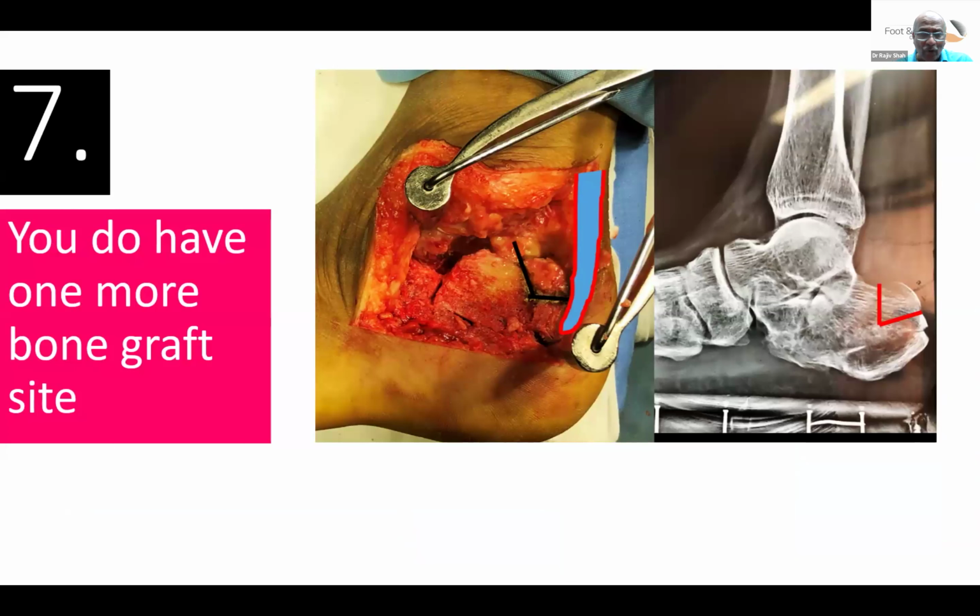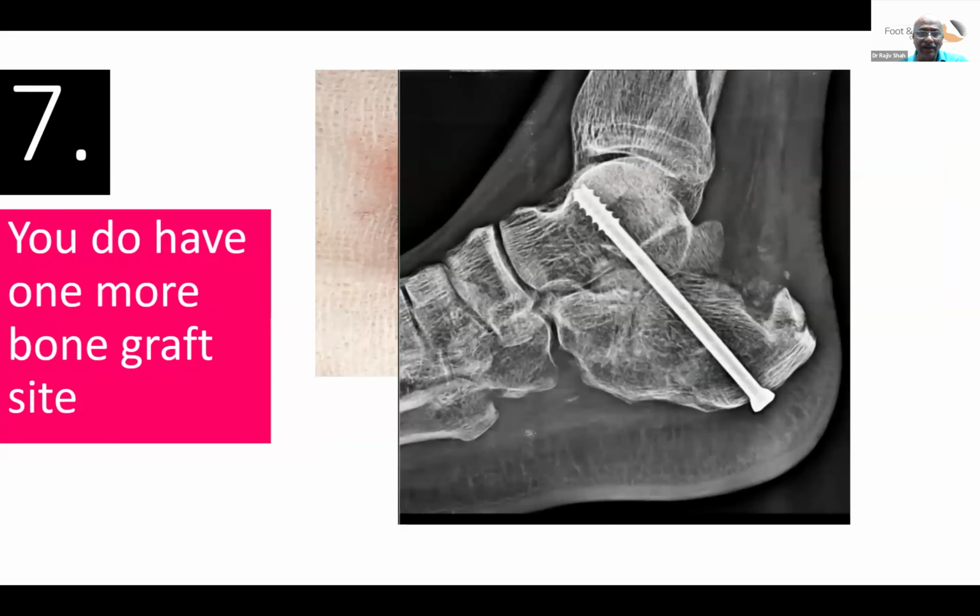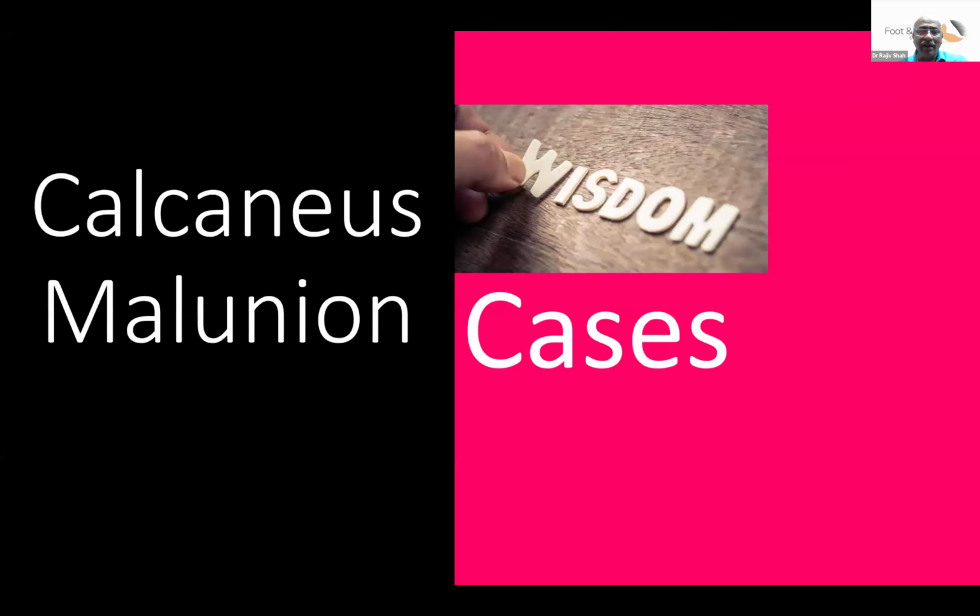You do have one more bone graft site: you can take the bone graft from the posterior part of the calcaneus, a little anterior to the tendo Achilles. This is a good bone graft you can harvest, and you can get out with this bone graft doing a distraction subtalar fusion without going to the iliac crest. And this is how things look diagrammatically.